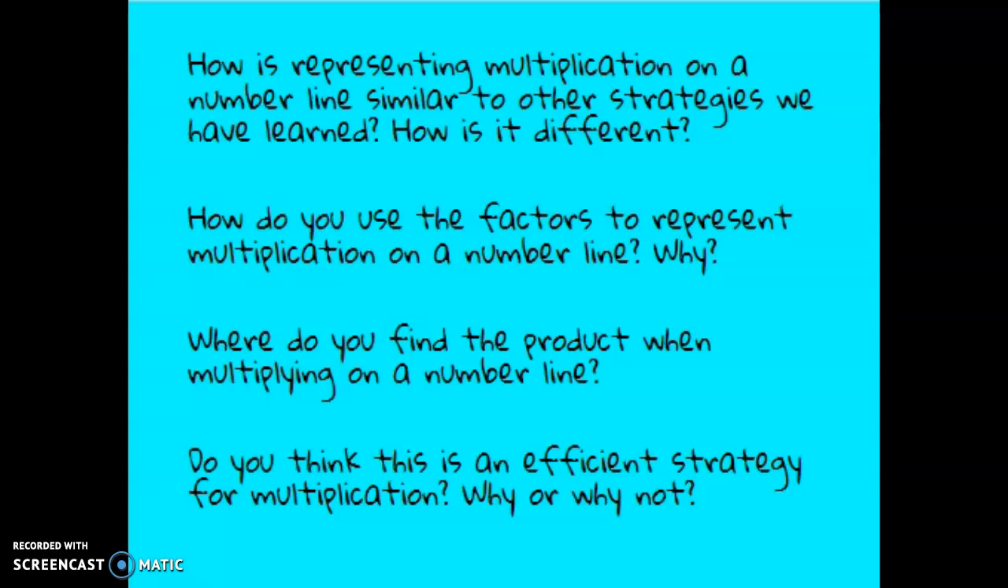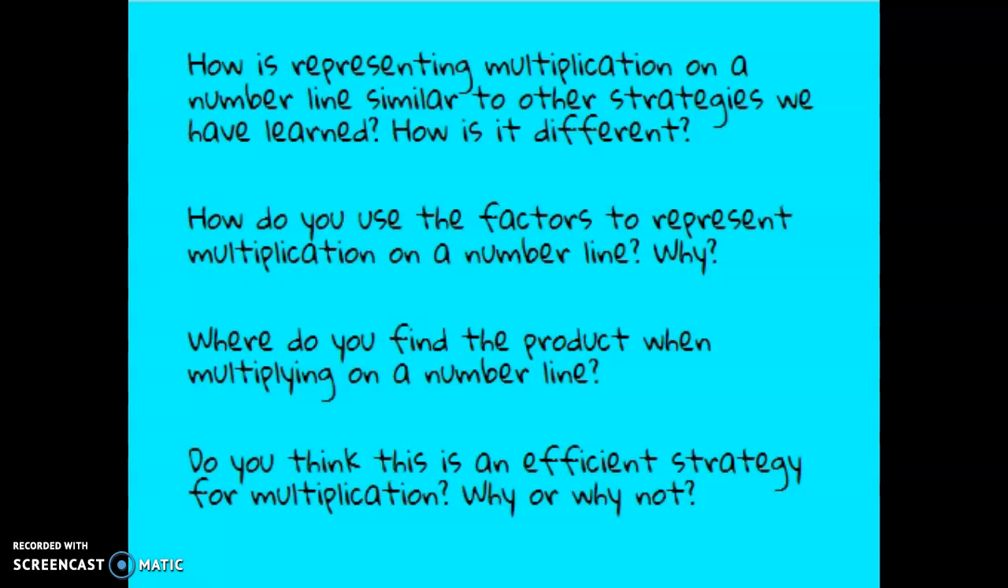So when we started at 0, we hopped up 3. We hopped up 3 more to get 6. We hopped up 3 more to get 9. So basically we were using repeated addition to help us. How is it different? It's just a different look. We still see our groupings. We still see how many are in each group, but it's just a different visual for us to see what the product would be.